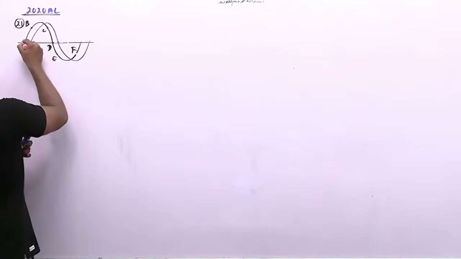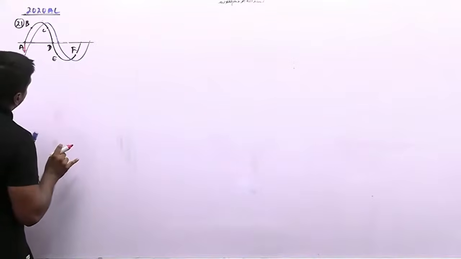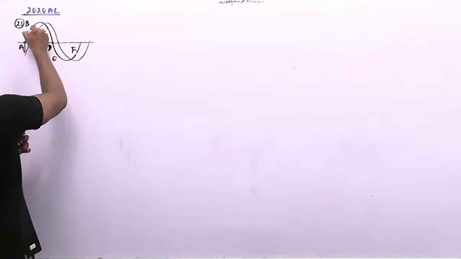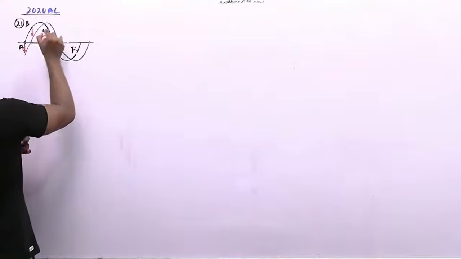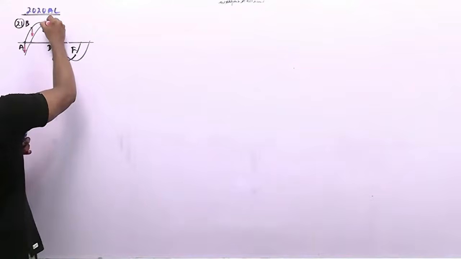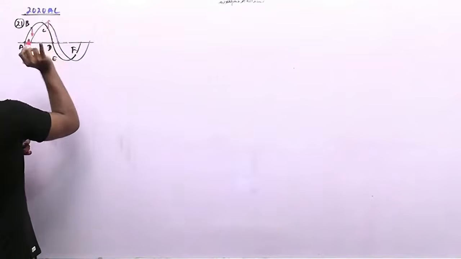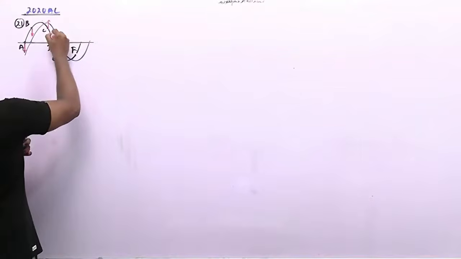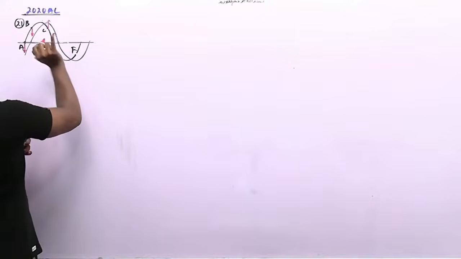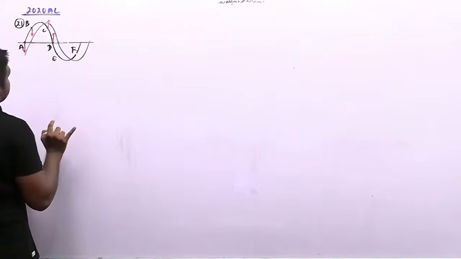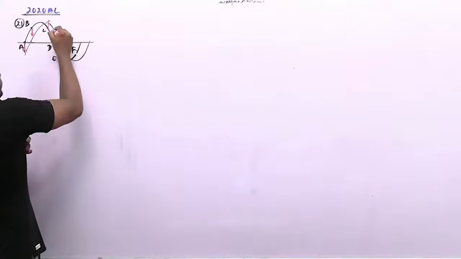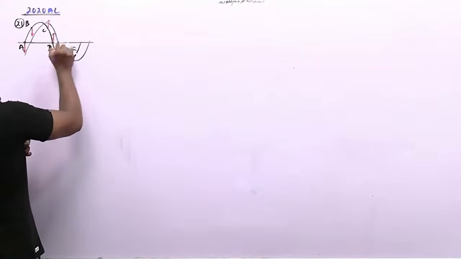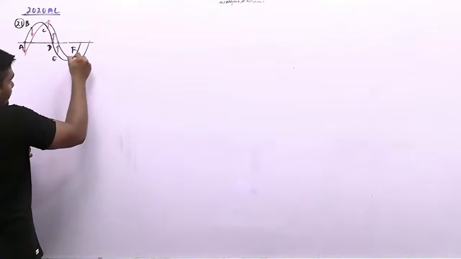Medium particle A moves downwards. What about the medium particle B that is also moving downwards? Medium particle C seems like moving upwards. Medium particle D also moves upward. Medium particle E is also moving upwards in the next instant. Medium particle F is moving downwards, right?